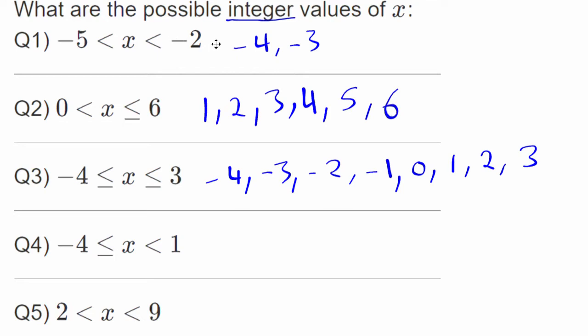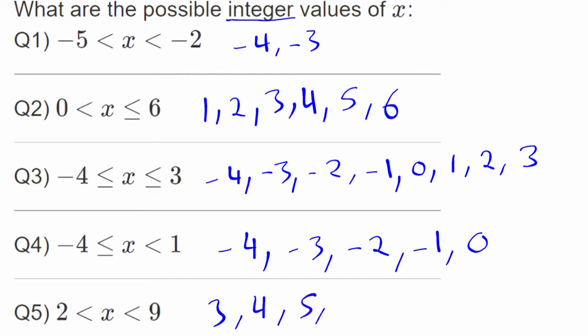Remember, you can always pause the video before I start answering them, have a go, and then go through it together with me. Again, this one's underlined, this one isn't. It means we're going to include -4, but not include 1. So -4, -3, -2, -1, and 0. 1 is not included. And here, we're going from 2 to 9, not including 2 or 9. So 3, 4, 5, 6, 7, and 8.